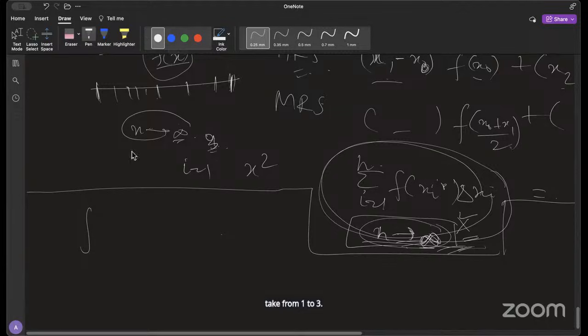So ma'am, 1 to 3 would be Riemann sum and 1 to infinity would be Riemann integral. Yeah, 1 to 3 or 1 to any finite number would just be Riemann sum.